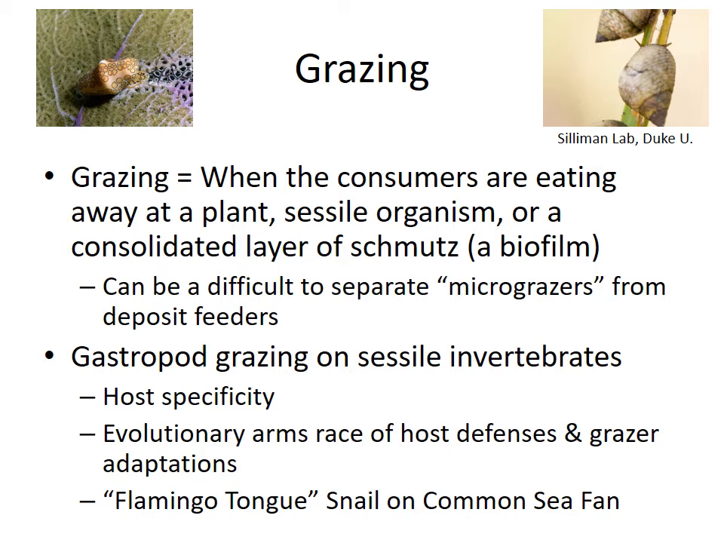And if it's an organism that is eating a fine microbial film, you would call it a micrograzer because it's grazing on a film of microorganisms. It can be kind of difficult to separate micrograzers from deposit feeders because deposit feeders are also eating organic matter and microorganisms within sedimentary deposits. So sometimes the line between micrograzer and deposit feeder is a little blurry.